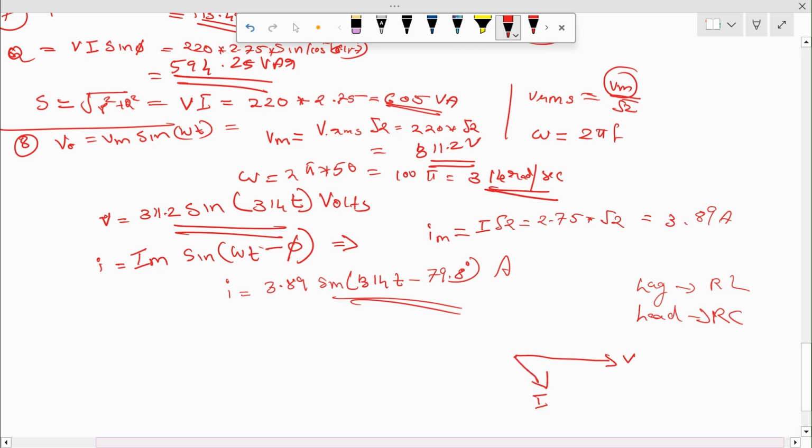So how much angle will it lag? It is the phase difference that we found in the previous sub question. It's around 79.8 degrees lagging. This is equal to phi. This is how the phasor diagram will look if you draw it. So in this question we proceeded with all the basic concepts that we discussed. We completed all 8 parts of this question, and thank you.